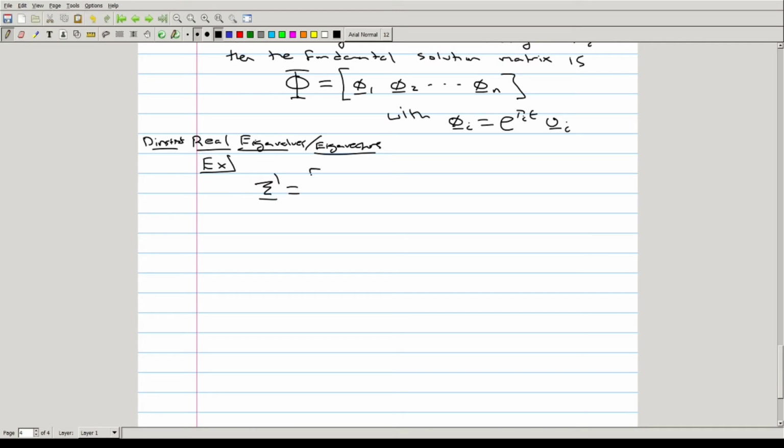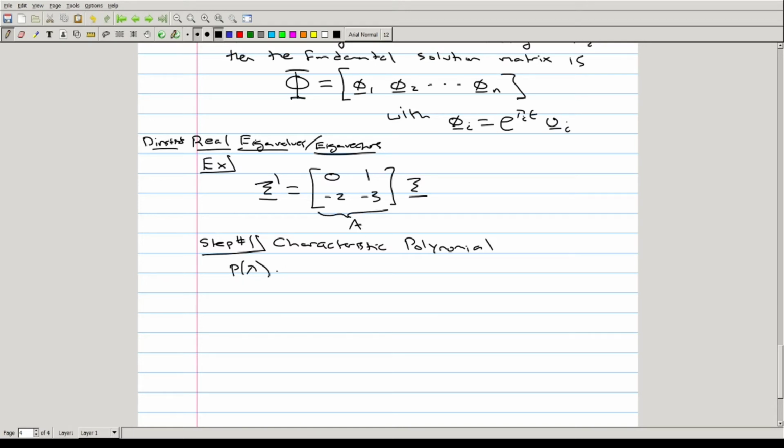Xi prime is equal to the matrix 0, 1, negative 2, negative 3 times xi. The first step is to write down the characteristic polynomial. This will be p of lambda. Matrix A here is this matrix.